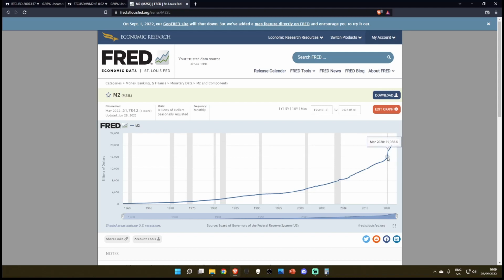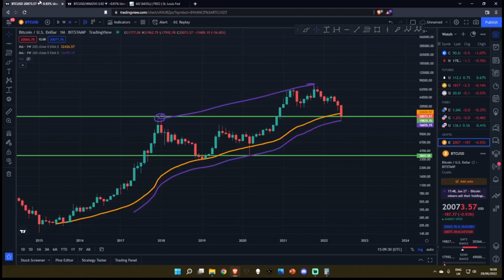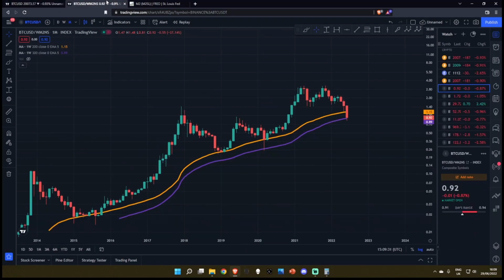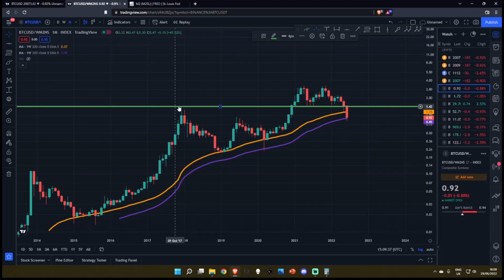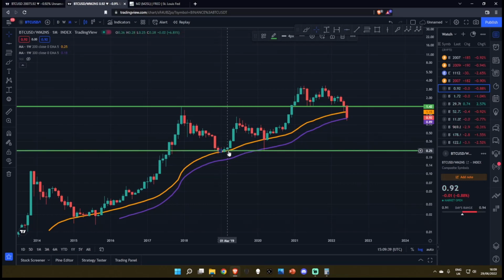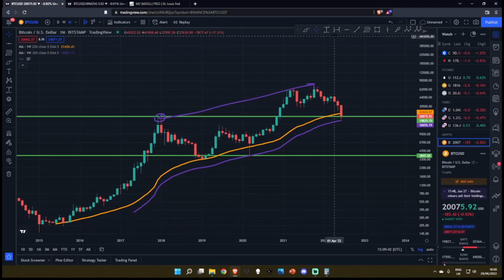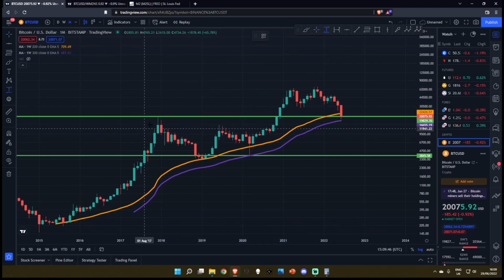You can see, if we look at March of 2020 over on the FRED M2 money supply, you can basically see where this line in the sand is. There was a massive increase in the money supply due to the pandemic. And subsequently, when we do look at Bitcoin USD divided by the M2 money supply, it tells a very different story than BTC USD.